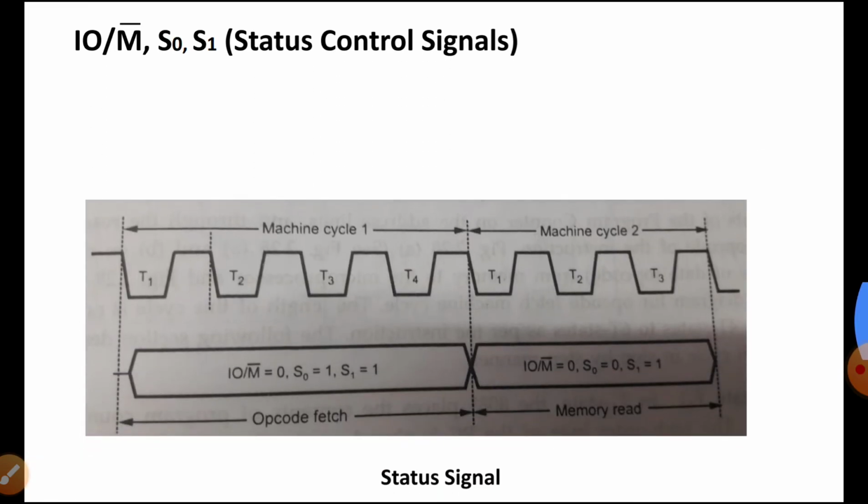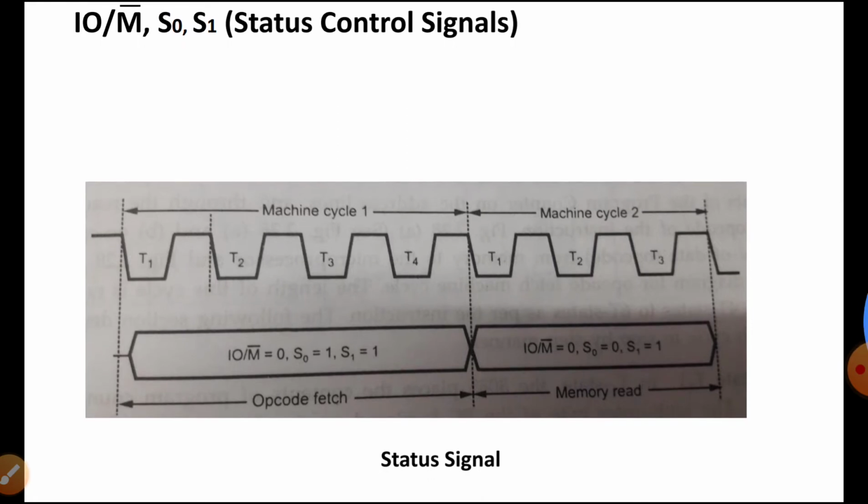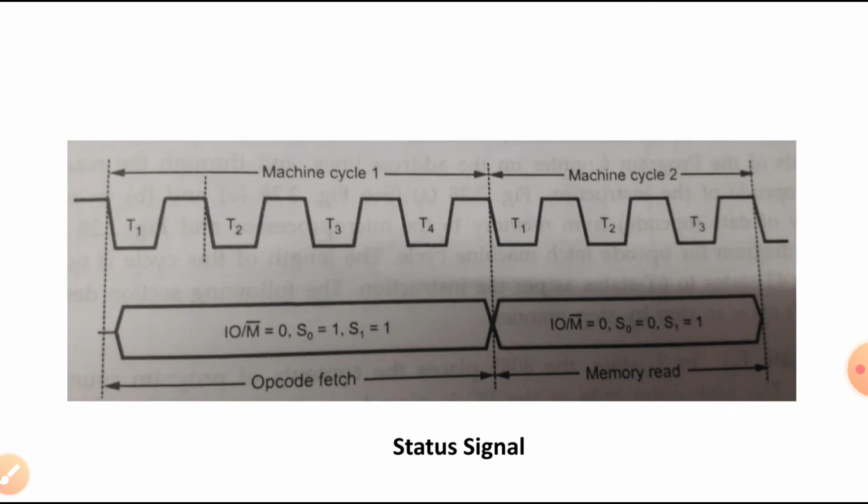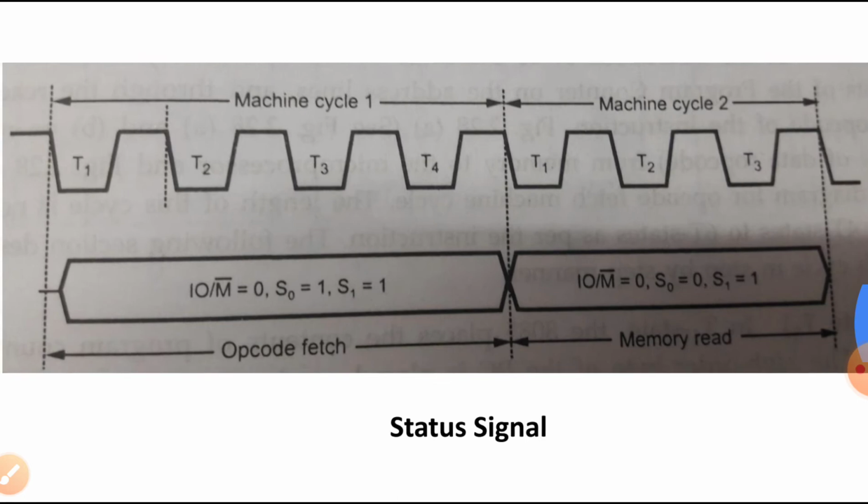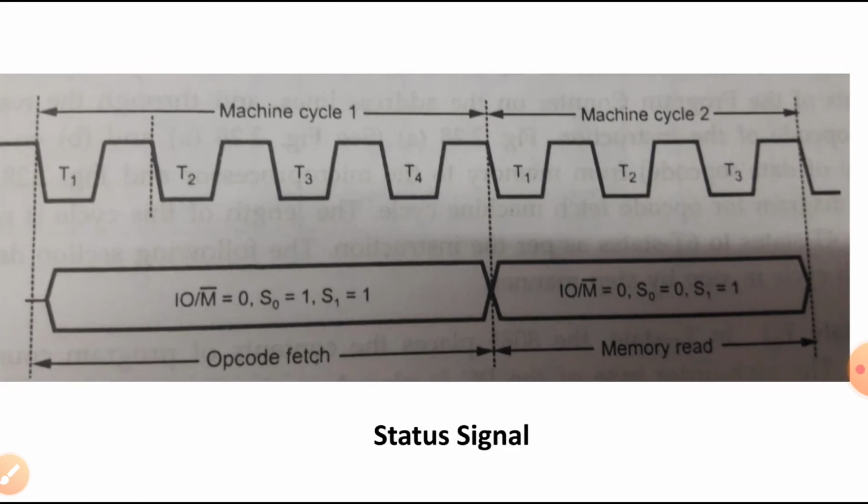Then we have certain status signals which are also used. These signals are called status signals because they represent the status, what kind of operation is being performed, and it is a combination of signals. It consists of IO/M, S0 and S1. So these signals decide the type of machine cycle to be executed, and they are activated in the beginning of T1 of the machine cycle and remain active till the end of the machine cycle.